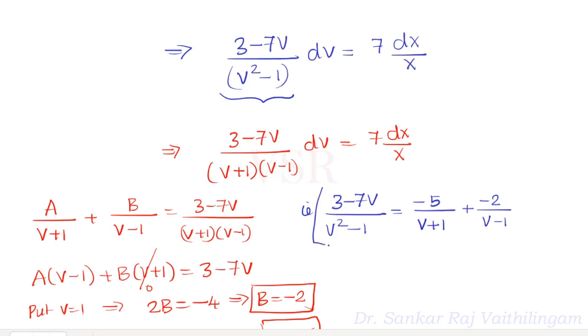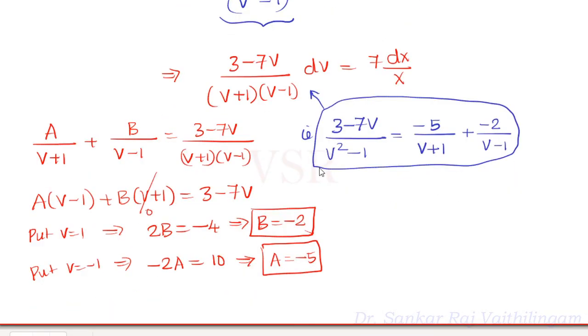இதுதான் எனக்கு கிடைச்சிருக்கக்கூடிய partial fraction. இப்போ இதை கொண்டு வந்து எதில் substitute பண்ண போறேன்? இதில் substitute பண்ண போறேன். So we are going to substitute this. அப்போ this implies that I may write minus 5 divided by v plus 1 dv minus 2 divided by v minus 1 dv, okay, which is equal to 7 dx by x. அவ்வளவுதான். இனிமே ப்ராப்ளம் ரொம்ப சிம்பிள்.